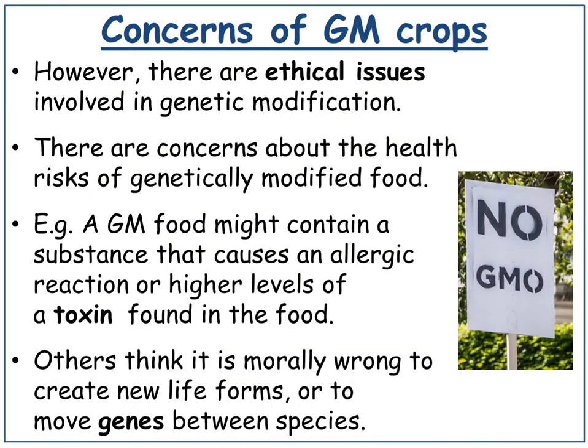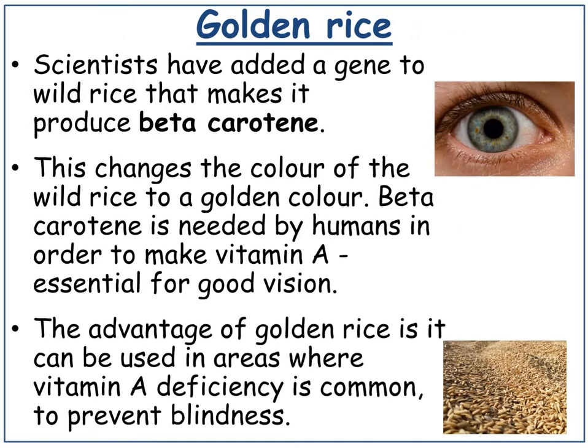Concerns of GM crops. There are ethical issues involved in genetic modification. There are concerns about the health risks of genetically modified food. For example, a GM food might contain a substance that causes an allergic reaction or a higher level of a toxin found in the food. Others think it is morally wrong to create new life forms or to move genes between species.